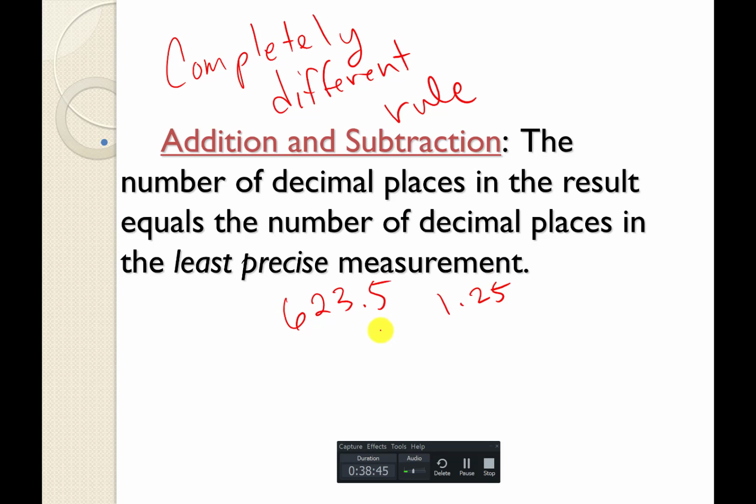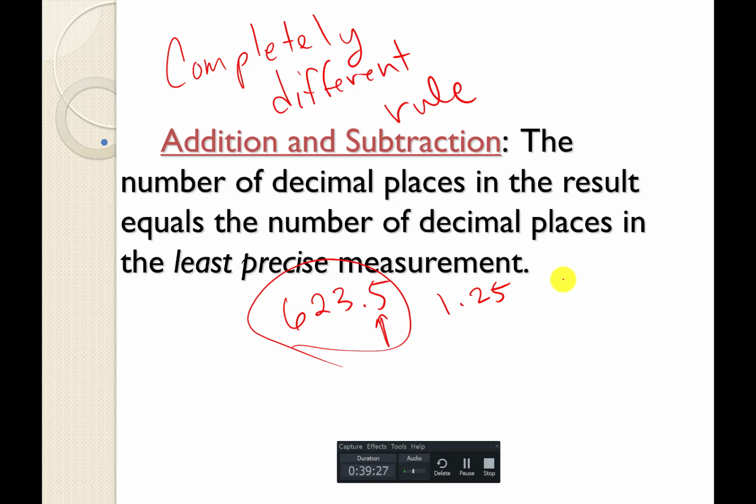Okay, so this first one has one decimal place. It's got a digit in the tenths spot. The second one has two decimal places. It has digits in the tenths and the hundredths. So our number with the least decimal places is this number, 623.5. So that means that our answer can only have digits up to the first decimal place. Let me give an example here to clarify that.